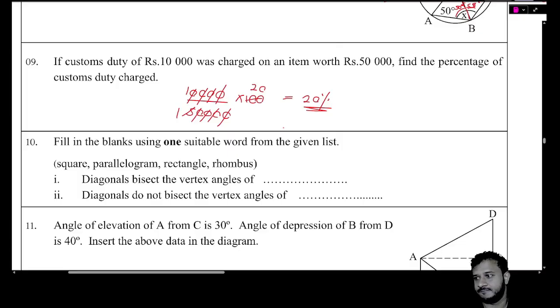Finish. Fill in the blanks using one suitable verb from the given list. Diagonals bisect the vertex angle of a square. Diagonals do not bisect the vertex angle of any other quadrilateral. Write anybody here. Yeah, parallelogram.